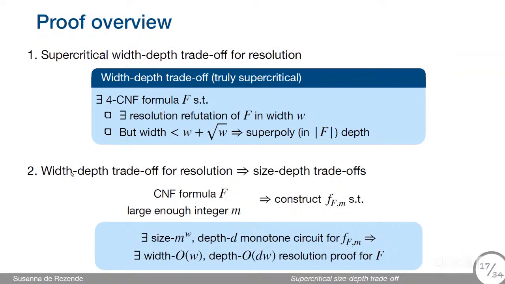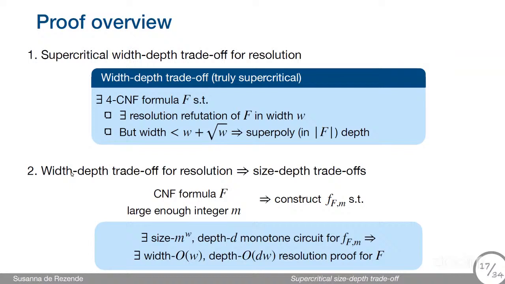So Rezende proved a width depth trade-off, and another one I'll talk about later, but it wasn't super polynomial in the size of the formula. It was only super polynomial in the number of variables. And I'll get to this in a few slides, but because of this, we could not get monotone circuit trade-offs, because it wasn't super polynomial in the formula size.